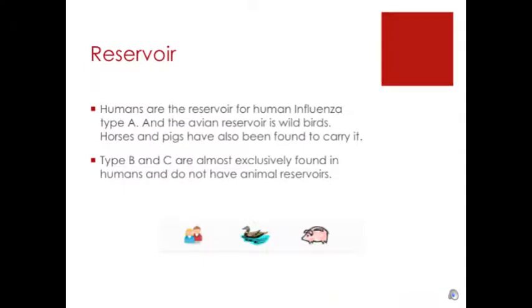Humans are the reservoir for human influenza type A, and the avian reservoir is wild birds. Horses and pigs have also been found to carry it. Type A has human and animal reservoirs, whereas types B and C are almost exclusively found in humans and do not have animal reservoirs.